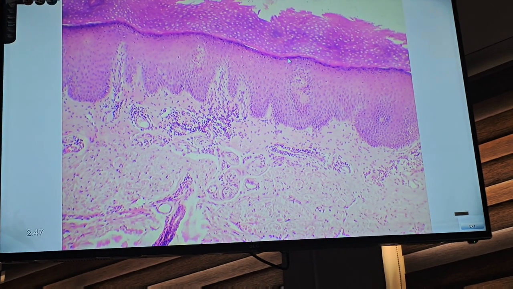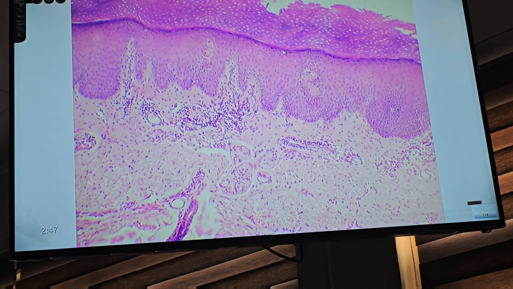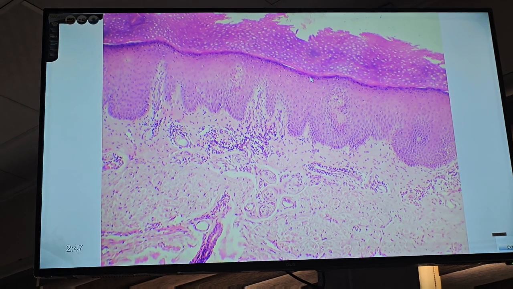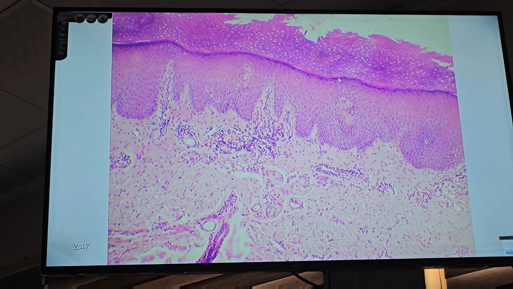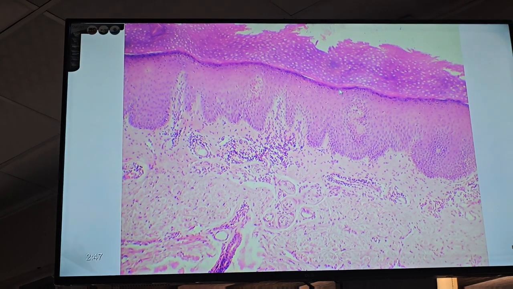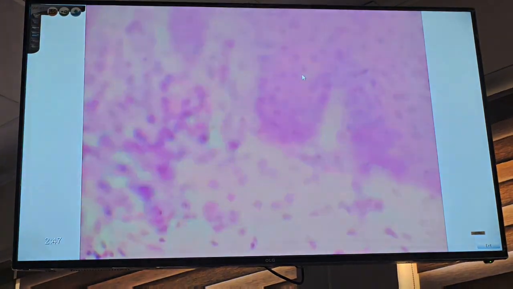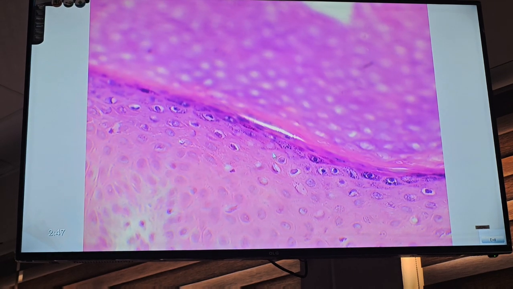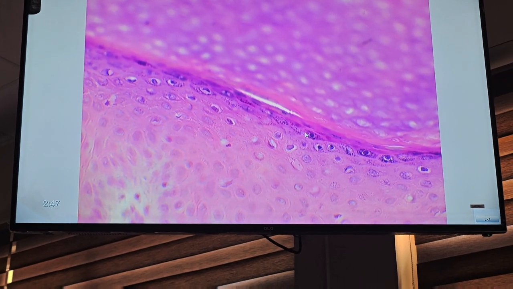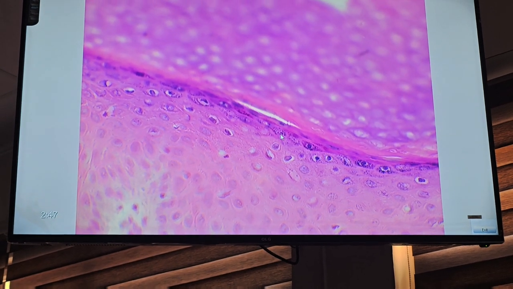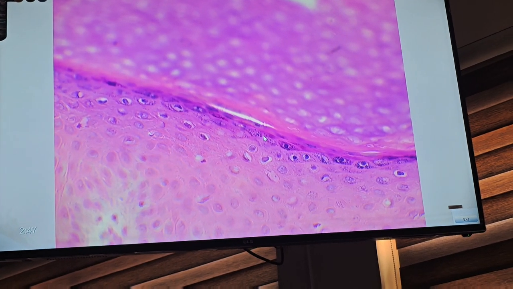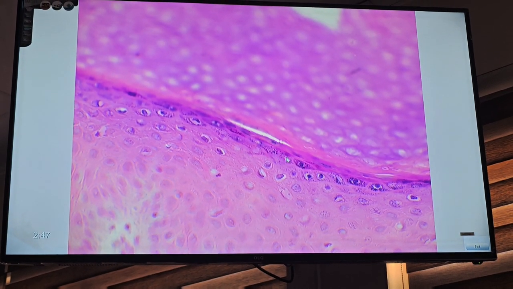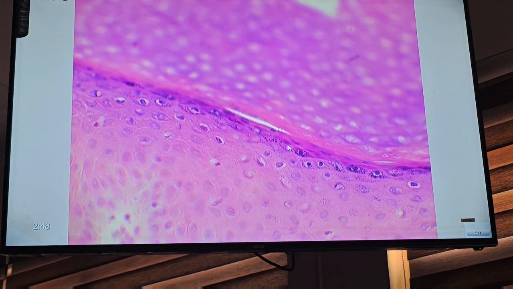The third layer, called the stratum granulosum, consists of 3 to 5 layers of flattened cells. The cytoplasm of these cells has basophilic keratohyaline granules. At higher magnification we can see the cells of this layer have basophilic keratohyaline granules. Is it clear, students? 3 to 5 layers of flattened cells with basophilic keratohyaline granules.